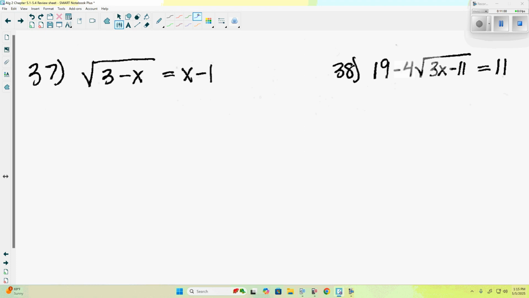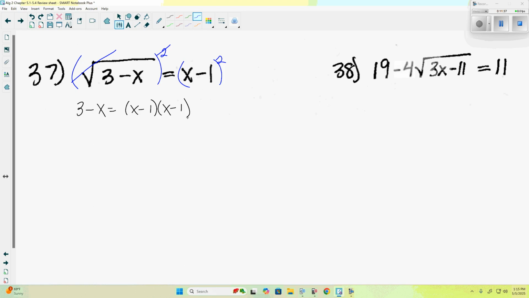Square root of 3 minus x equals x minus 1. Is there one radical? Is it by itself? Yes. So we can move on to step 2. We're putting both sides to the nth power. In our case, that power is 2. Now the left-hand side, the square root and square would cancel. So 3 minus x is equal to x minus 1 times x minus 1. Because we have that subtraction between our two terms, we have to multiply it all the way out.